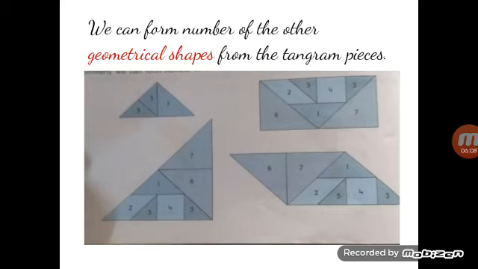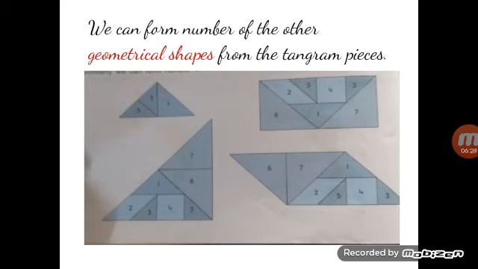What are the geometrical shapes? Like square, triangle and parallelogram. So these are the different geometrical shapes. Here you can see, children, what you have used here? 1, 1, 1. Here see this one. 1, 3, 5.